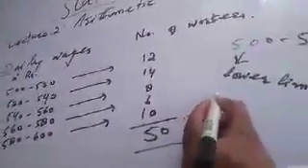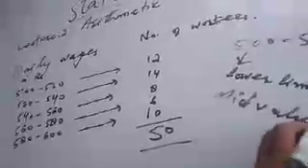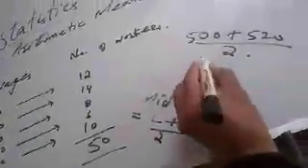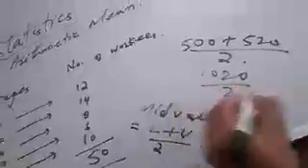First of all we have to find the mid value, and the mid value is given by this formula: lower limit plus upper limit divided by 2. So for the first class, the lower limit is 500 plus the upper limit 520, that is 1020, divided by 2, which is equal to 510. So the mid value is 510.